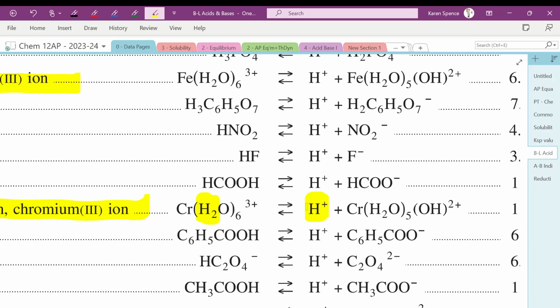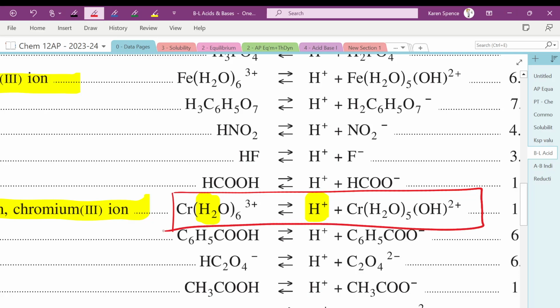But you don't need to be able to remember that reaction. I'm sure if you need it on AP, they will give it to you. And if you need it on the regular test, it is right here. Okey dokey?